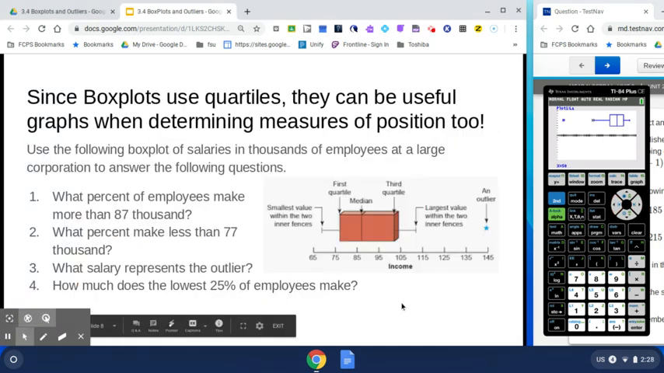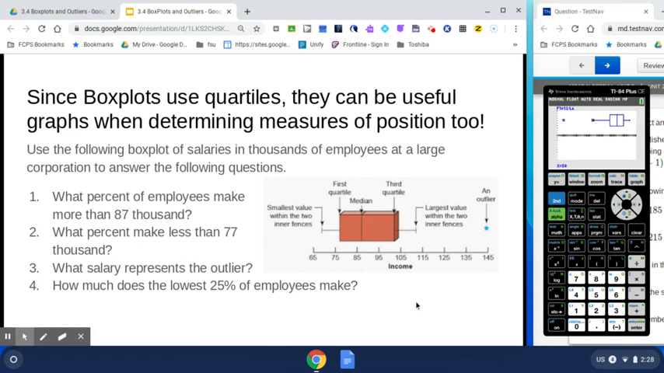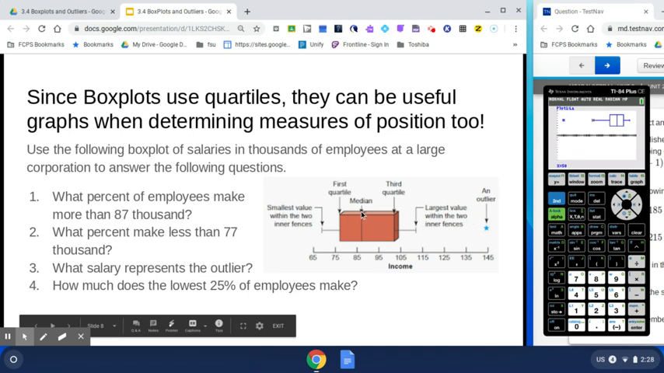In the last lesson, we talked about measures of position. Since box plots are using quartiles, we could very easily answer questions based on those measures of position using the box plots as well. Okay, so we're going to take a look at this modified box plot on the right and answer those 4 questions.